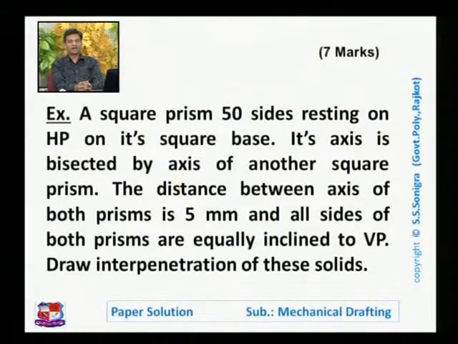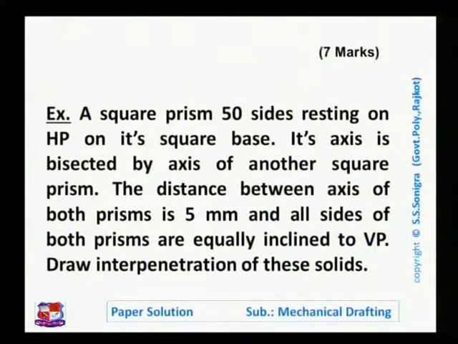Bisect each other and the distance between axes of both the prisms is 5 mm. So how to draw this problem? We draw it over here like this. It should be drawn like this. It is shown here.